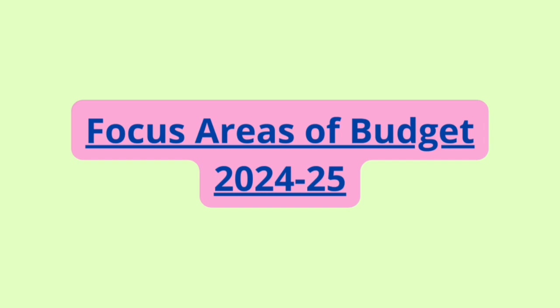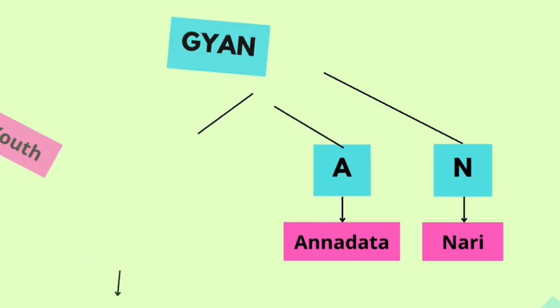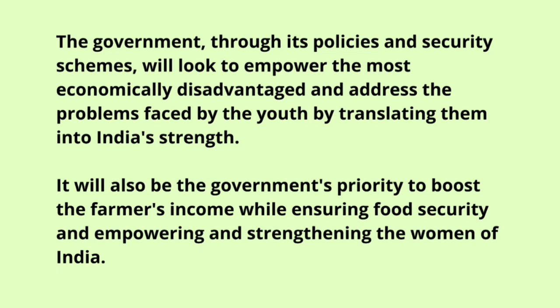Focus areas of upcoming Budget 2024-25. On top of Nirmala Sitharaman's budget acronyms in her speech was GYAN. GYAN stands for Garib, Youth, Annadata and Nari. The government, through its policies and security schemes, will look to empower the most economically disadvantaged and address the problems faced by the youth by translating them into India's strength.